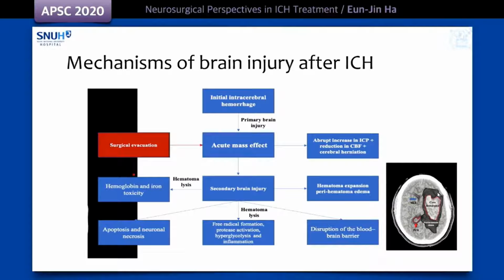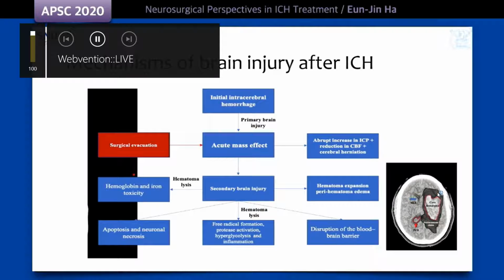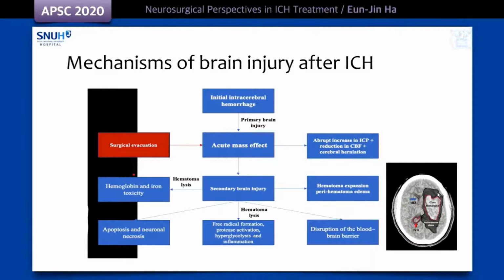ICH causes primary and secondary brain damage. Primary brain injury comes from the actual mass effect of the hematoma. Over several days to weeks, secondary damage occurs when inflammation and oxidative stress pathways are introduced by hemolysis. This process leads to accelerated apoptosis and further damage. Based on this pathophysiology, the most important thing in minimizing brain damage would be to remove the hematoma.